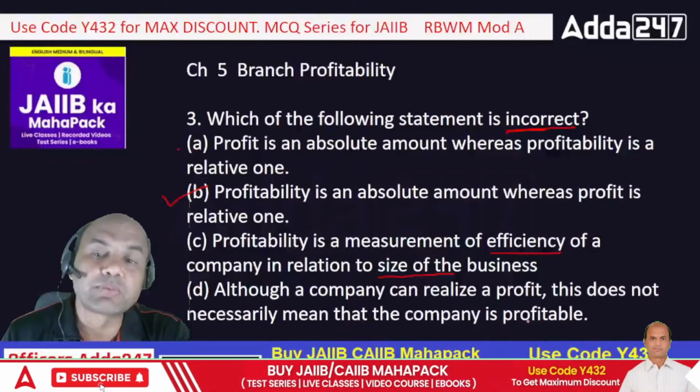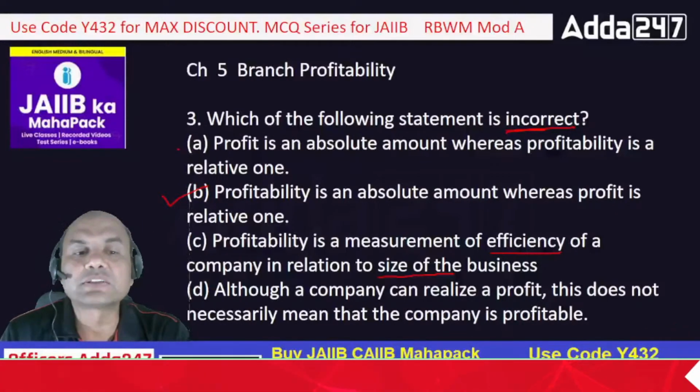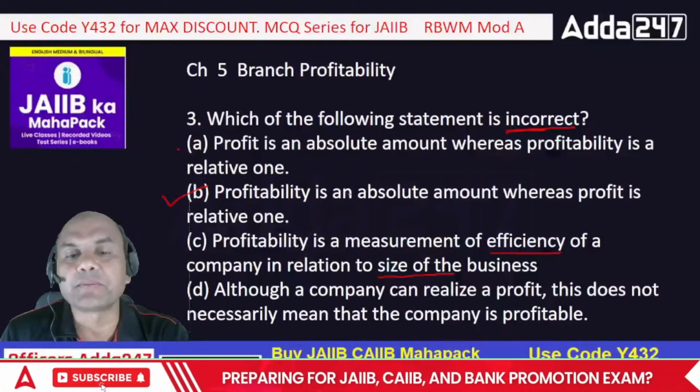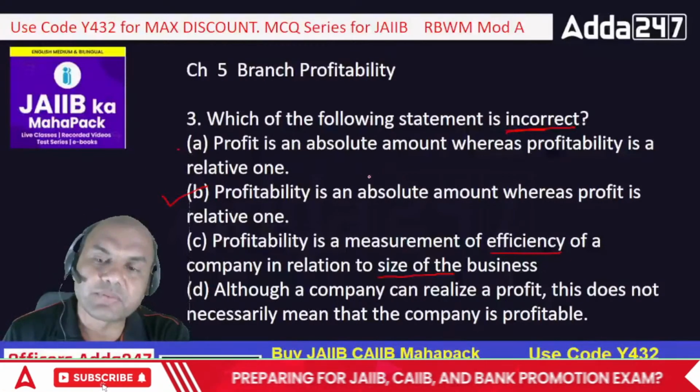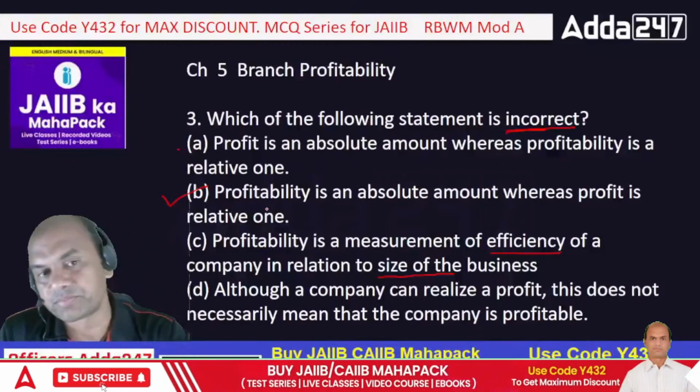So D is also true. But we want false. False is only B. Profitability is an absolute term. Profitability is a relative term, whereas profit is an absolute term. Okay.